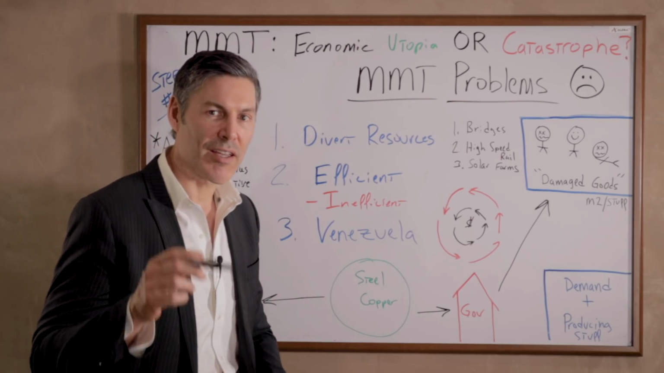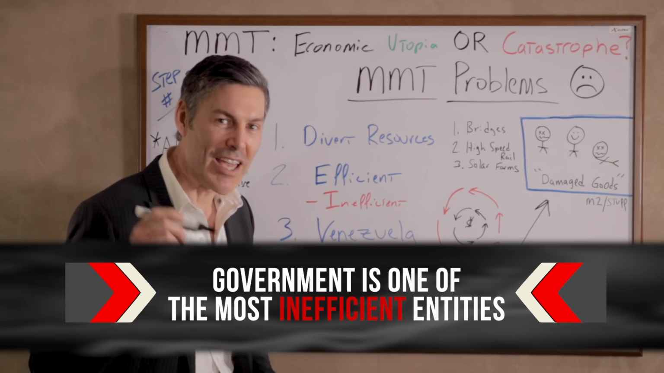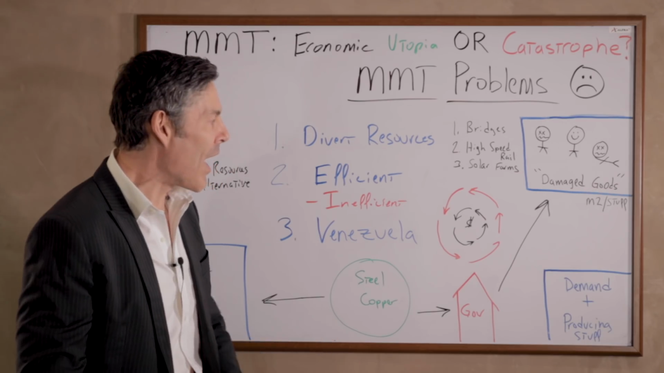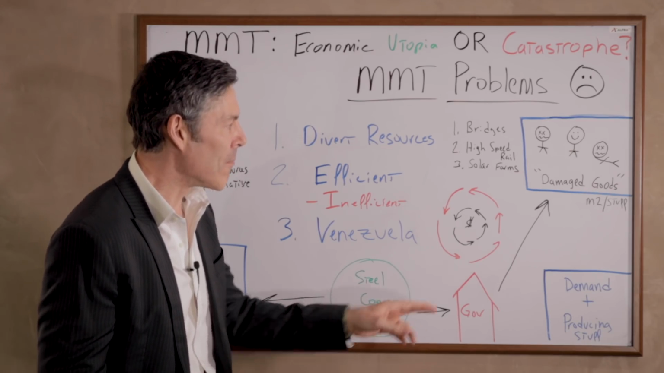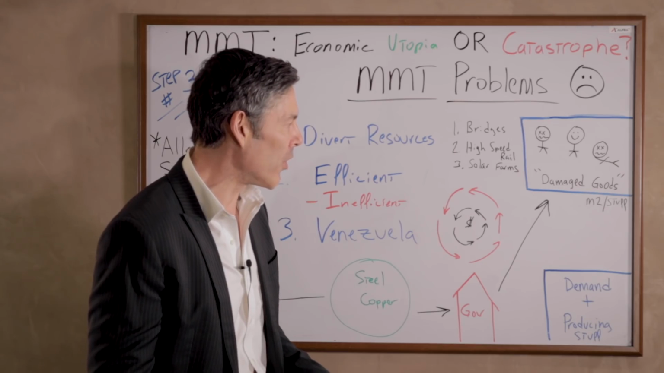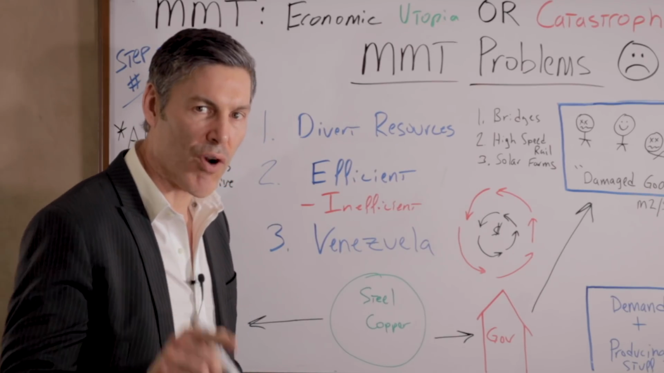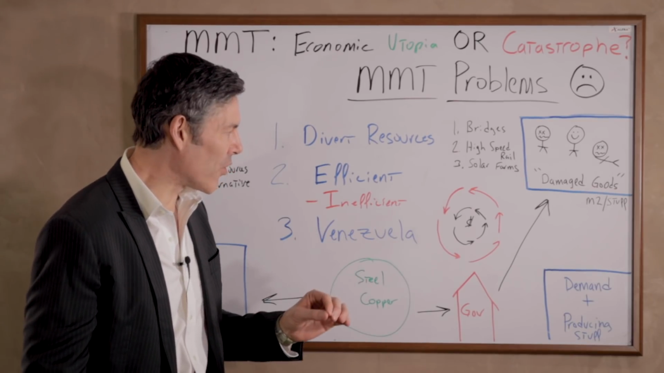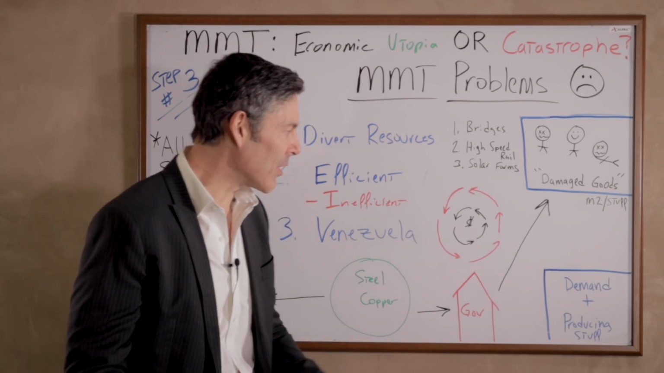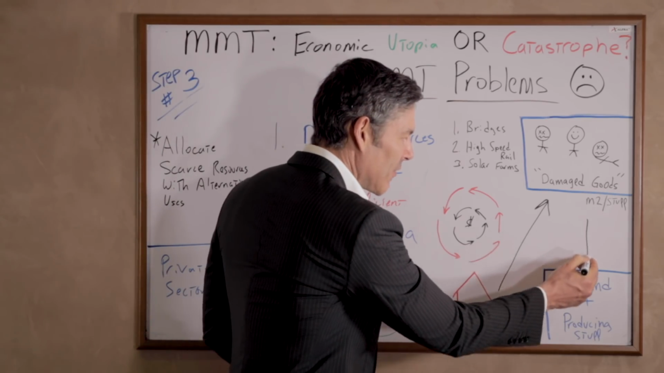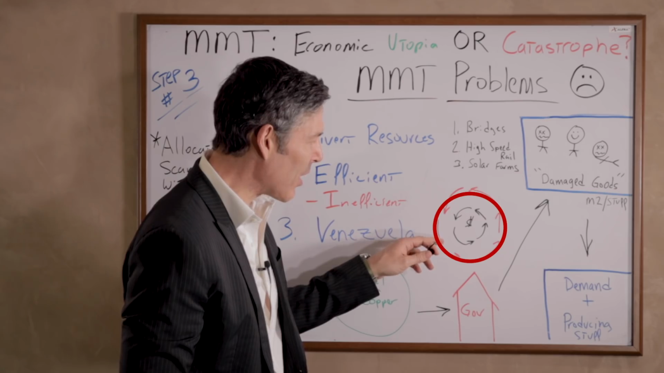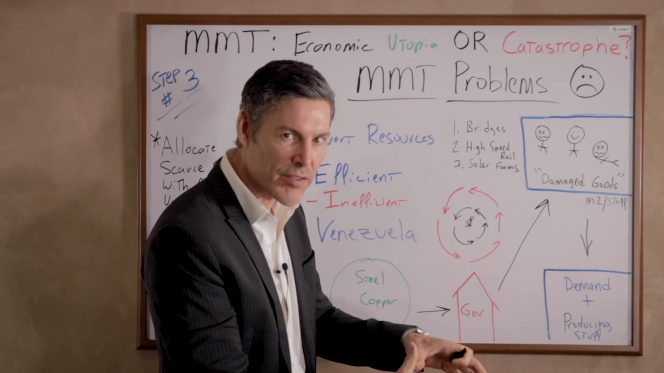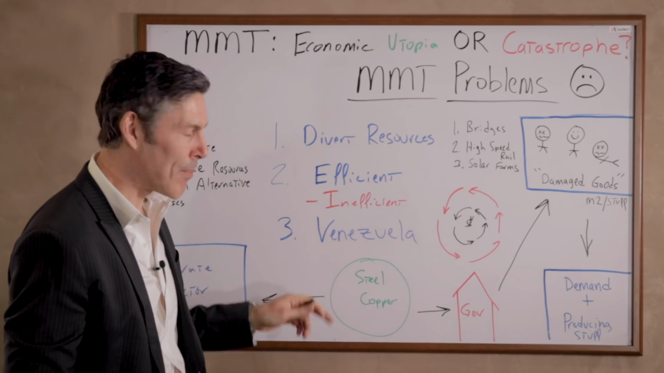The problem is that the government is one of the most inefficient entities that we have ever seen. We all know that very well. How would you like the post office managing all of these unemployed people trying to build a bridge that you drive over every day going back and forth to work? So what happens if we have less productivity, which is what I think would happen? If we have less productivity and we're increasing the money supply, that means a greater amount of money chasing a fewer amount of goods and services. That's basically what happened in Venezuela.